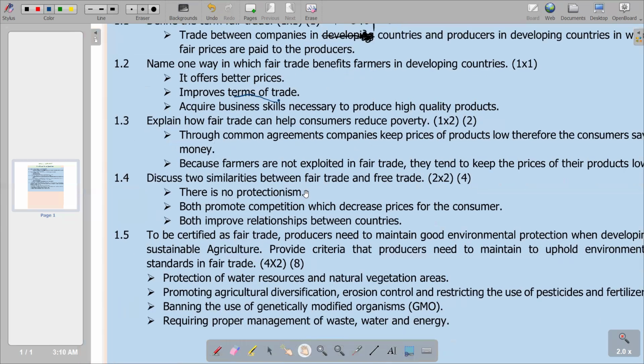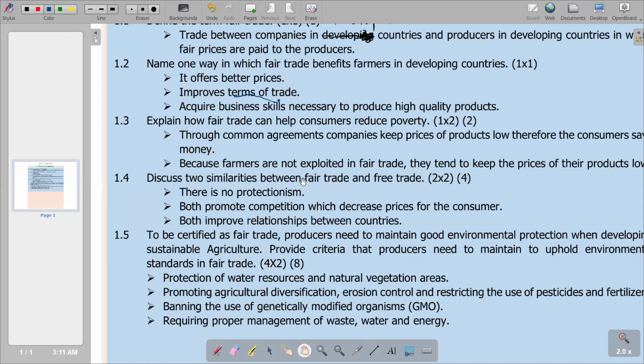1.4 is: discuss 2 similarities between fair trade and free trade. We are talking about similarities that exist between free trade and fair trade. Remember, we are talking about the issue of protectionism, that is, the issue of barriers on the borders that affect our exports and imports. There, we are going to see that both in free trade and fair trade, there is no protectionism. There is removal of those barriers. It might be reduction or removal, but the issue is that protectionism is not being practiced. So it exists both in fair trade and free trade.